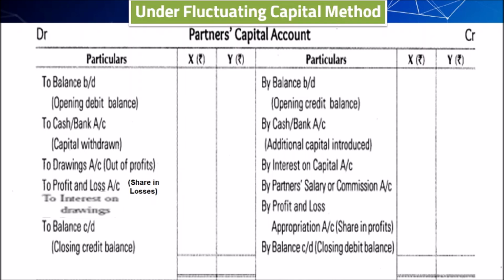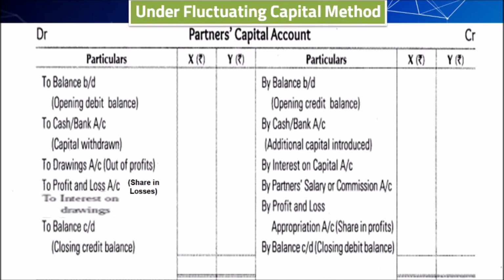Okay, now see the debit side. To Balance B/D, if it is a negative balance, because like we have already discussed, the fluctuating capital method can show you a negative balance as well. So if the negative balance is there, that will be shown here by the name To Balance B/D. But if it is positive, then it will not come.